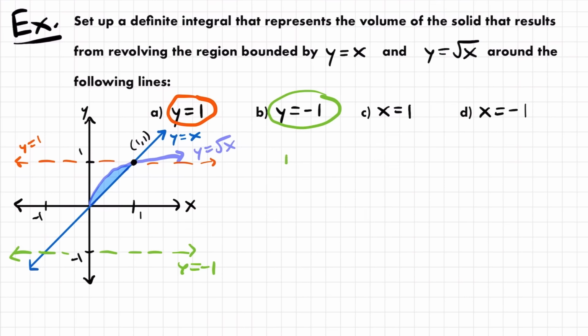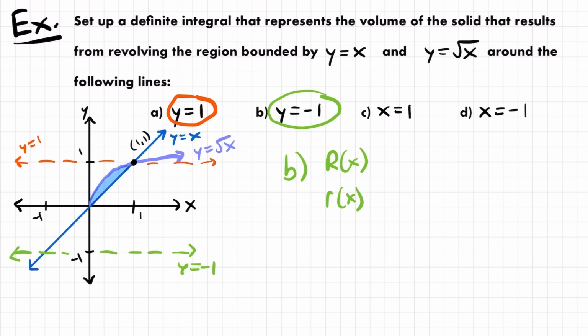All right, so for part B, once again, our line is parallel to the x-axis, and so we're going to be working in terms of x, which means we want an outer radius, capital R of x, and an inner radius, small r of x. Now the outer radius is going to involve the boundary of our region that is the furthest away from our axis of revolution. And so with regards to this line, it looks like this curve is the furthest away, right?